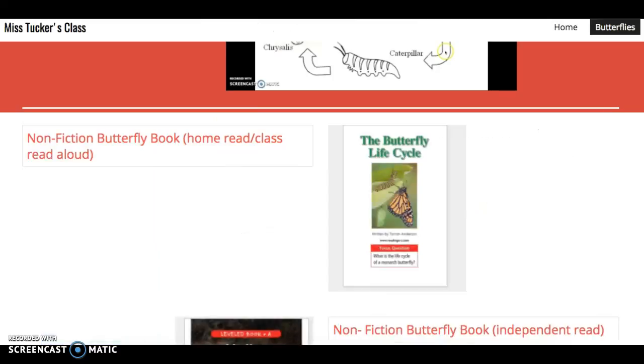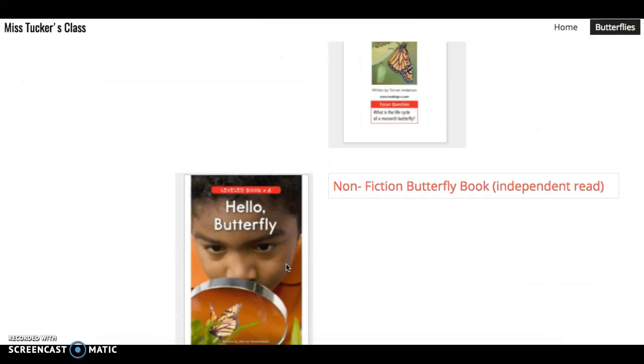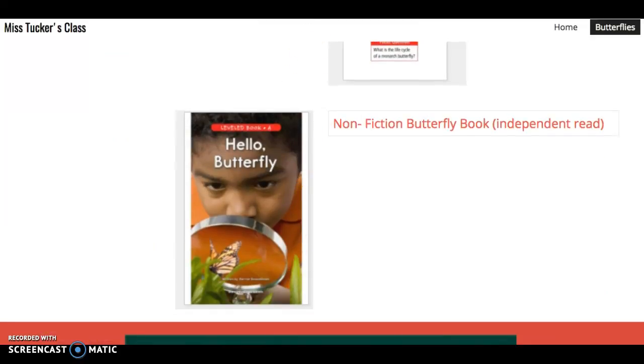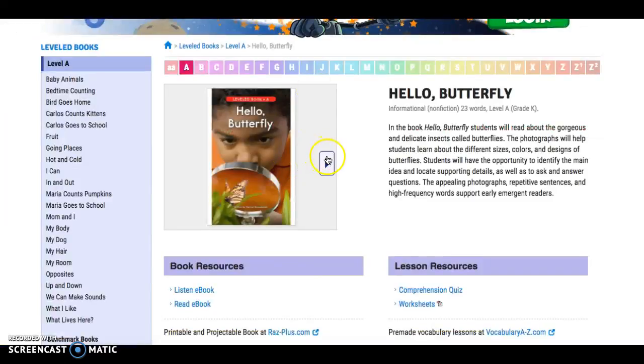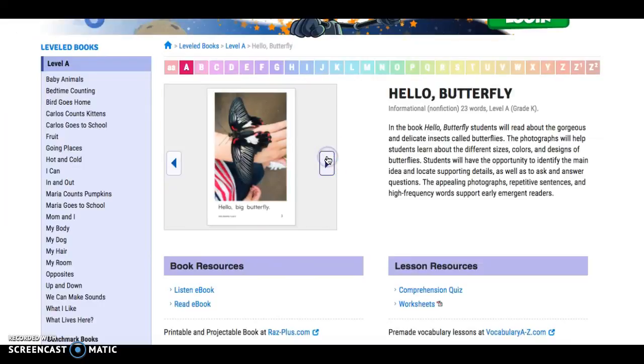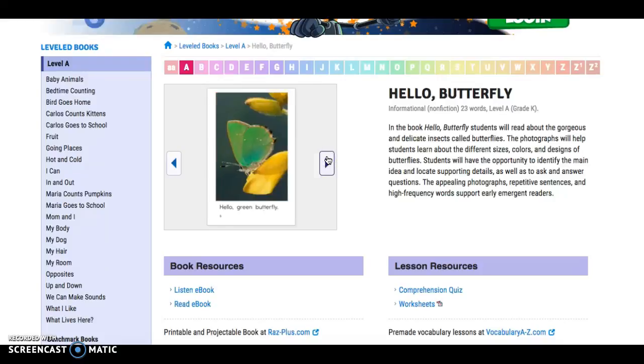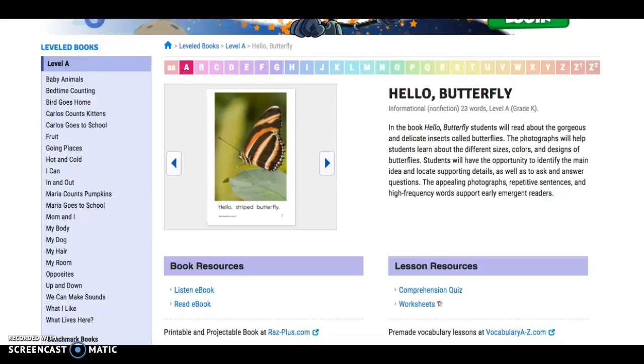And then I found another one that they would definitely be able to read independently. So this is a sneak peek at that one. This one where they would read during centers. So it's very basic, but they're seeing all the different butterflies and all the colors of the butterflies and how they are all different and unique.